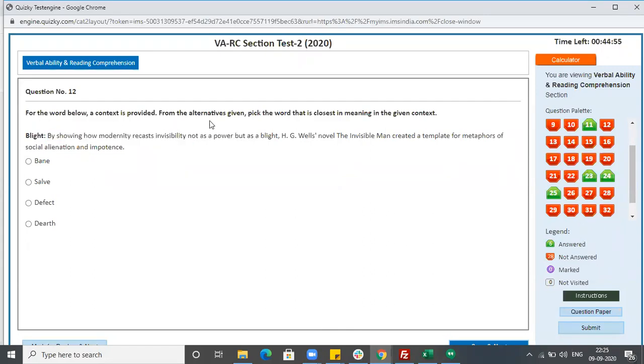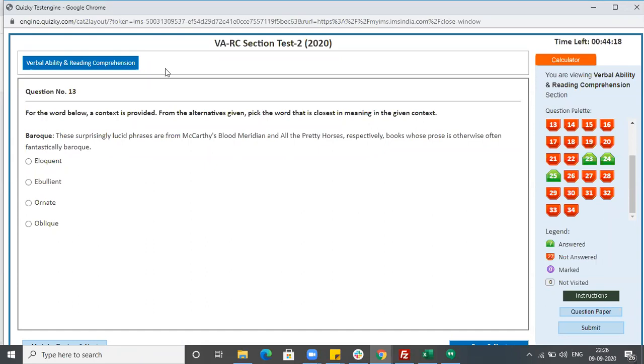Power is strength, and blight is bane. Okay, makes sense. Salve, I don't know what it means. Defect, not as a power, but as a blight. Dearth is a more neutral word. Bane, salve, I don't know the meaning of salve. Check this out, there will be such situations too. I'm absolutely alien to this word. But bane is making perfect sense. Something not as a boon but as a bane is something I can relate this to. Yeah, makes sense. I'll mark this.